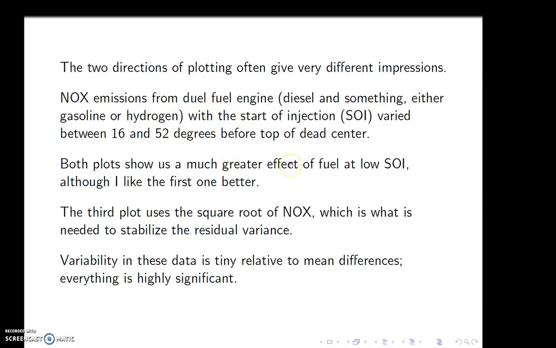Okay, so for the example that'll be on the next slide, we have NOx emissions from a dual fuel engine with the start of injection varied between 16 and 52 degrees before top dead center. I'm not going to pretend I understand all that. I just know we're looking at emissions varied on some kind of start of injection variation. Both plots show a greater effect of fuel at low SOI, although Gary likes the first one better. So let's look at those plots.